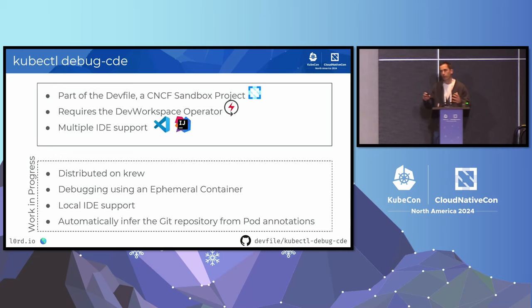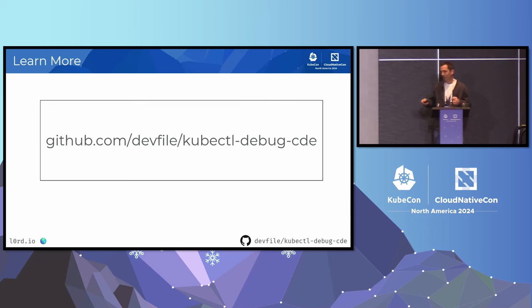The DevWorkspace operator is an operator that adds a new custom resource, the DevWorkspace, that helps provisioning cloud development environments in Kubernetes. It supports multiple IDEs, and there is still a lot of work to do. And I'm running out of time, so I'm just providing you the URL with the old name, but the good news is that GitHub is redirecting to the new Git repository.